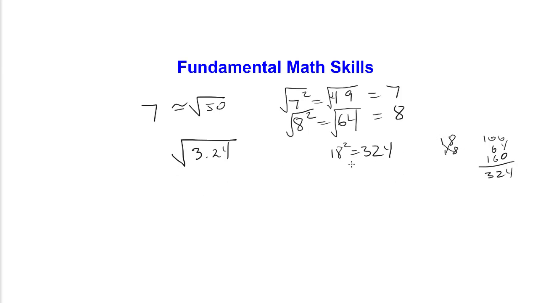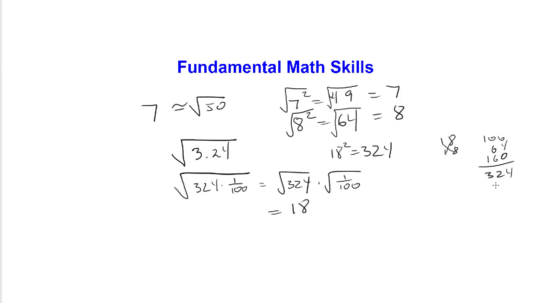So, if 18 squared is 324, this is really, again, factoring. You've got to work your factors. Is 324 times 1 over 100. Well, I can break that out. What's the square root of 324 times the square root of 1 over 100? That's just 18 for the square root of 324. And for 1 over 100, well, that's just 1/10, right?